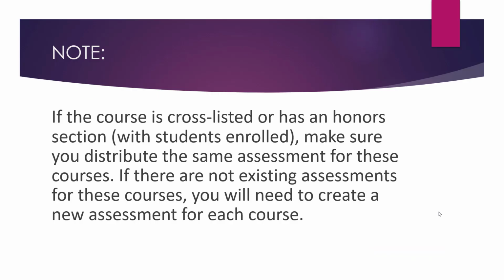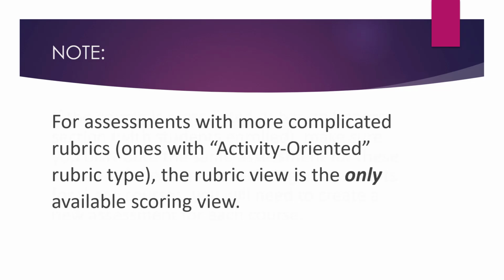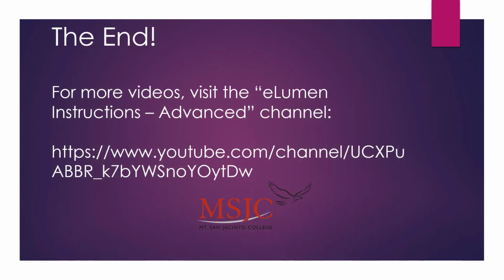Note, if the course is cross-listed or has an honors section with students enrolled, make sure you distribute the same assessment for these courses. If there are not existing assessments for these courses, you will need to create a new assessment for each course. For assessments with more complicated rubrics, ones with activity-oriented rubric type, the rubric view is the only available scoring view. That's all for now.